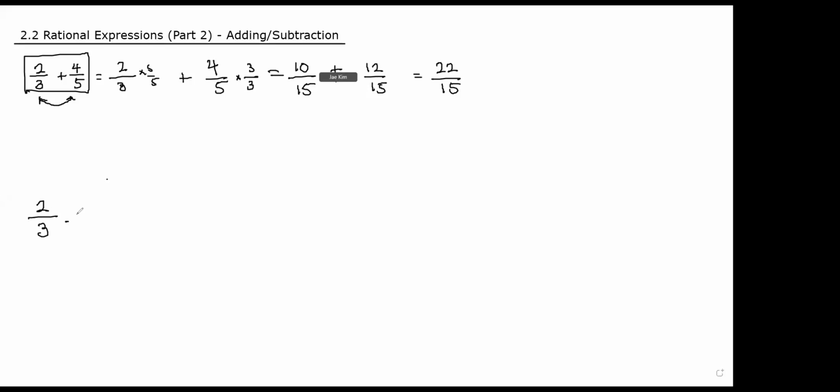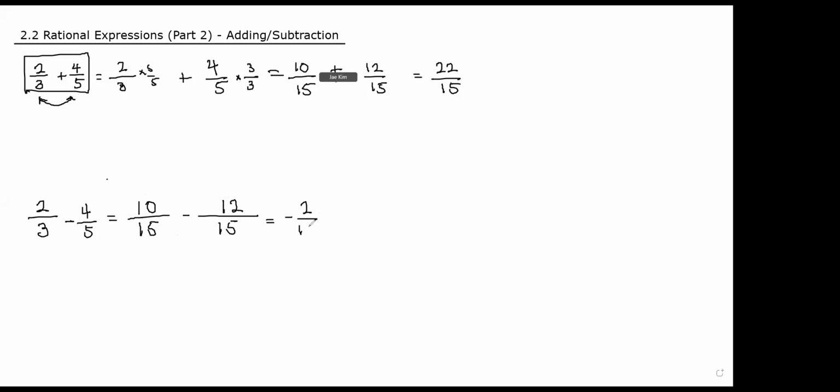In the same way, if I were to subtract the same numbers, I still need the denominators to be equal. And again, top and bottom, multiply by 5, this becomes 10. Multiply by 3 and multiply by 3, this becomes 12. The answer to this would be -2 over 15.